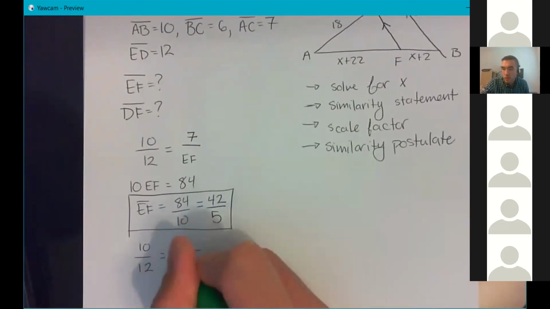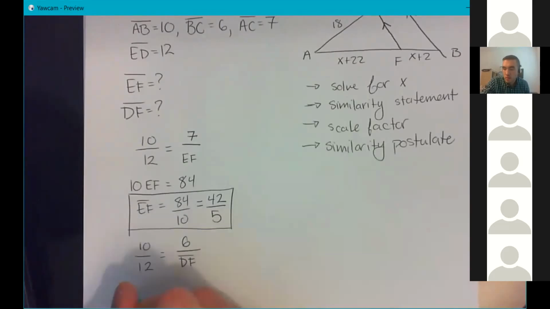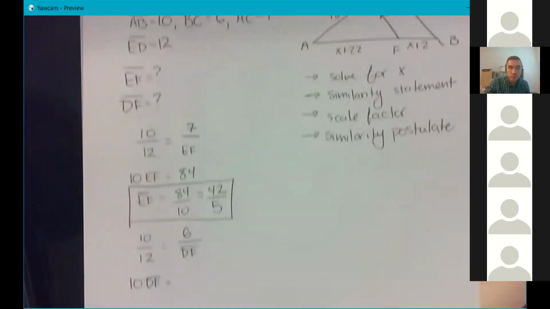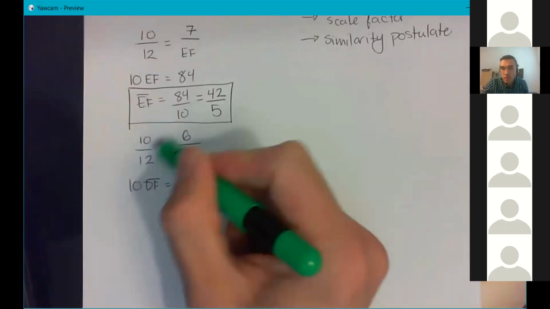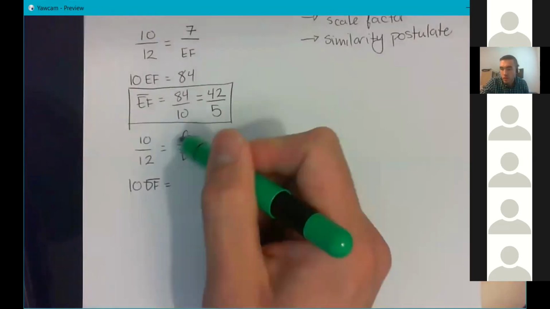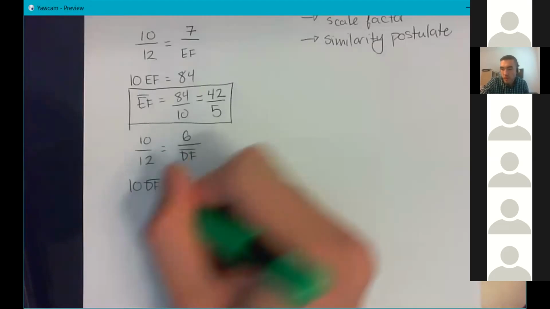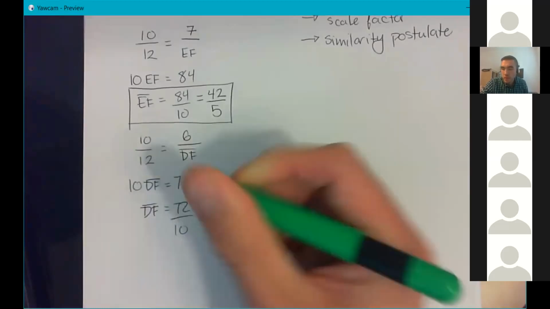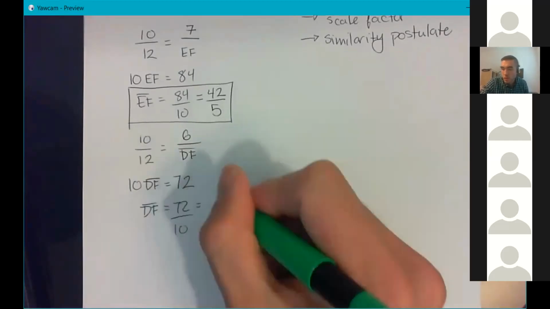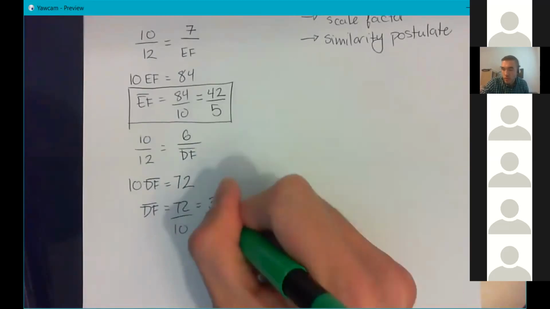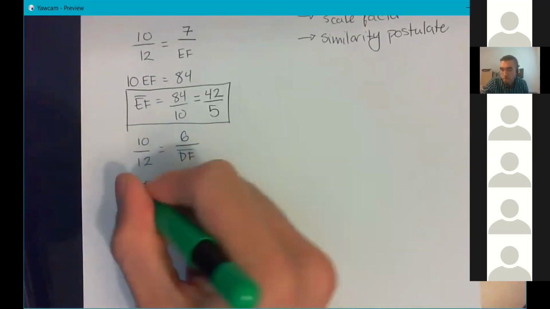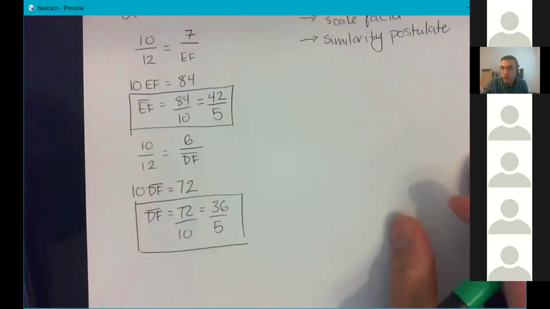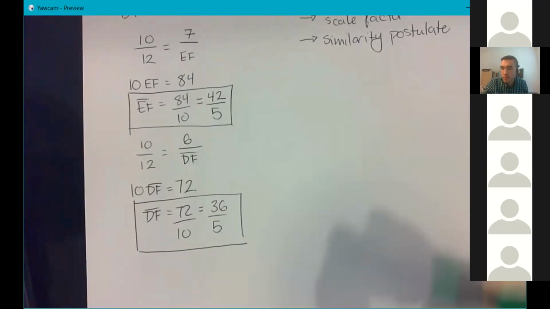And then the same procedure, cross multiply, so 10 DF has to be equal to 6 times 10 is 60, plus 12 is 72. So then DF has to be equal to 72 over 10. And once again, they're both divisible by 2. So this is going to be equal to 36 over 5. Any questions on that first part of the warm-up?